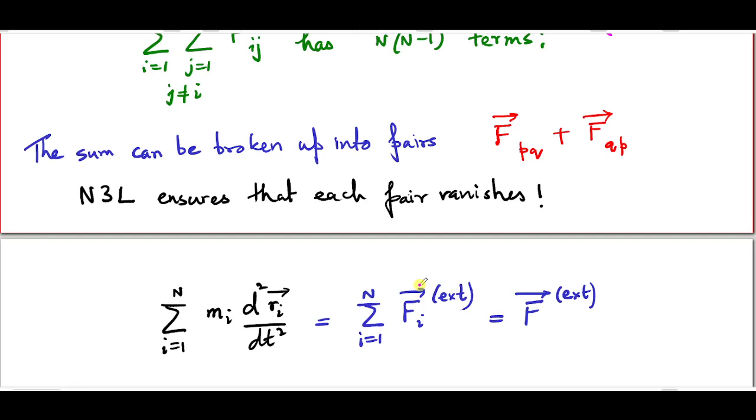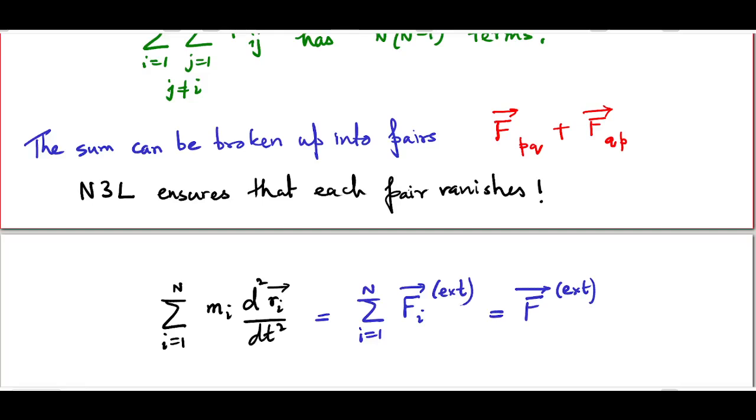And this sum, the sum over all i of Fi external, is what we call the net external force on the system, F external. This equation, or rather a slight variant, is called Newton's second law for a system of particles. However, let me emphasize that in its derivation, we used not only Newton's second law, Newton's third law, of course, played a huge role.